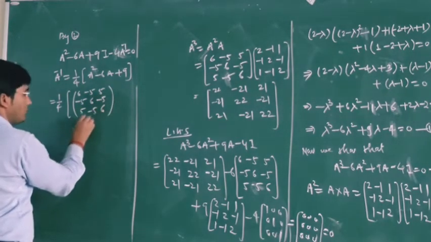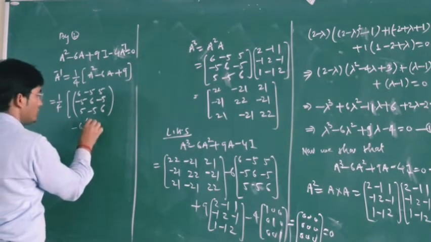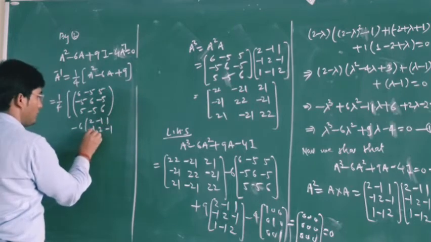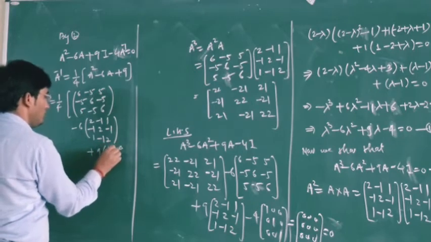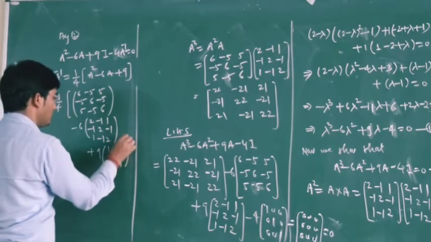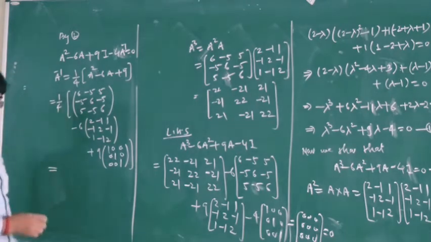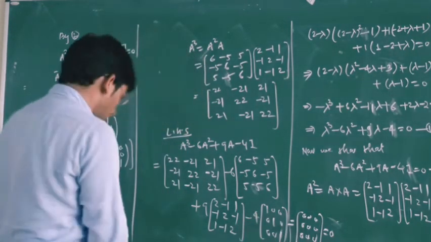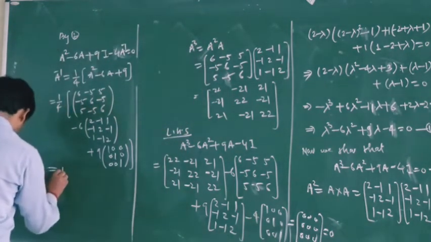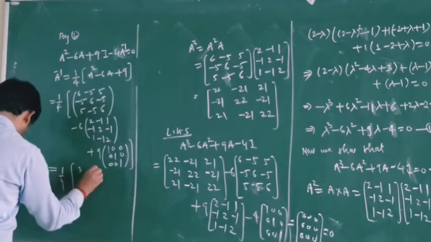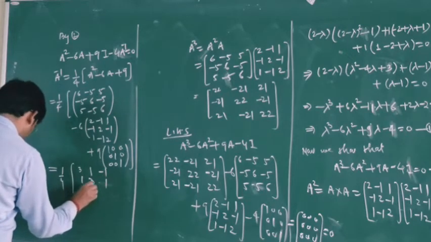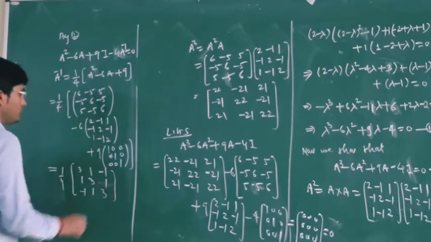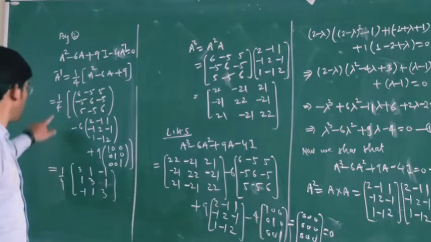Then we have minus 6 times A. So your A is 2, minus 1, 1, minus 1, 2, minus 1, and we have 1, minus 1, 2. Then 9 times I. So we have 1, 0, 0, 0, 1, 0, 0, 0, 1. Now if we simplify this one, then our answer is equal to 1 by 4, then the elements are 3, 1, minus 1, 1, 3, minus 1, 3, 1, then minus 1, 1 and 3. So this is the inverse of the matrix A.